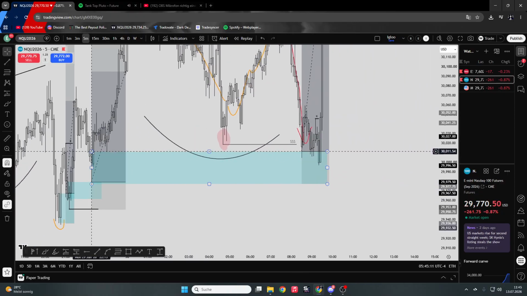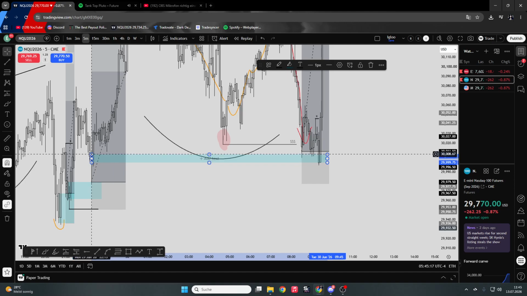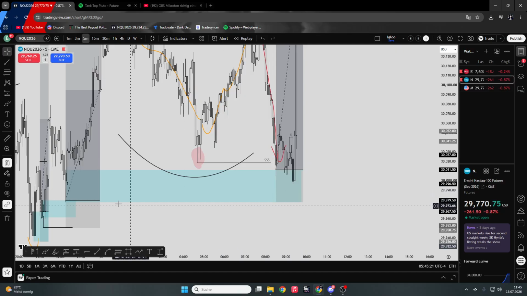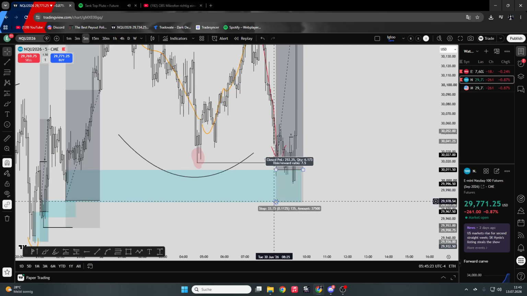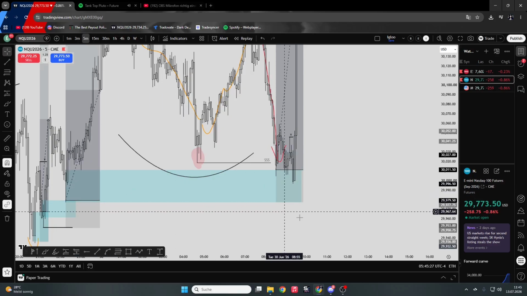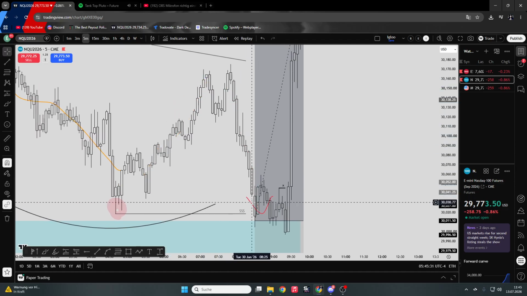So here you could also say, hey, I'm using only the body, would have hit, or you take the wicks with you, however you like it. Your stop loss should be this low, no matter if you take body or wicks or whatever you feel comfortable with.